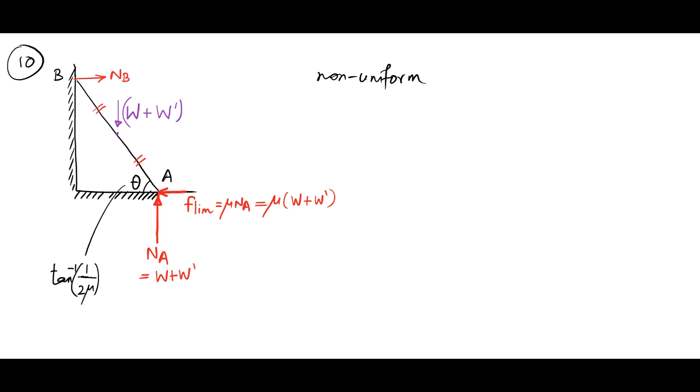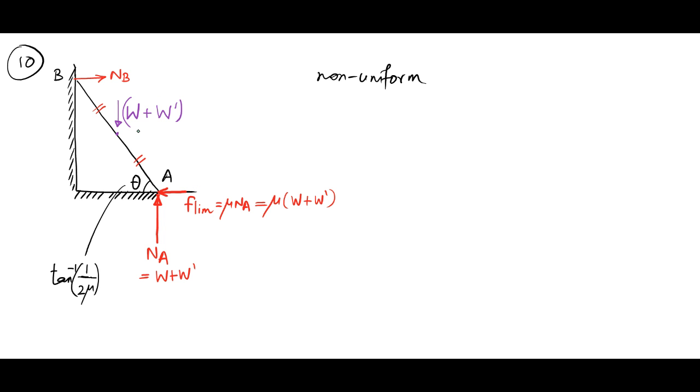Now when that happens, depending on whether W plus W dash shifts in this direction or in this direction, I will now show you that the ladder is either going to be in comfortable equilibrium, meaning this limiting friction will now become static friction, comfortable friction, or in the other case the ladder will simply slip, it will lose equilibrium. So we can show that quite easily as follows.